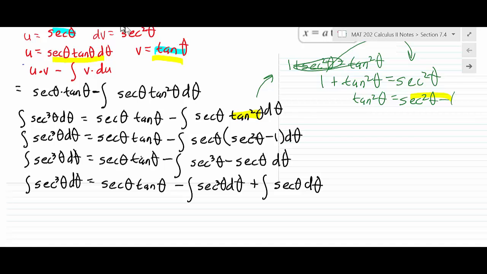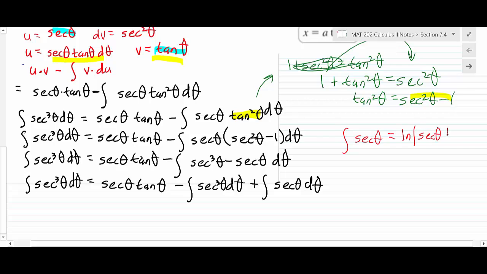Now the other thing that you have to know, from the previous section, is the formula for the integral of the secant. That's ln of secant theta plus tangent theta. What's that? There's a minus secant theta in the very last one? It should be a minus secant. It's a minus a minus.